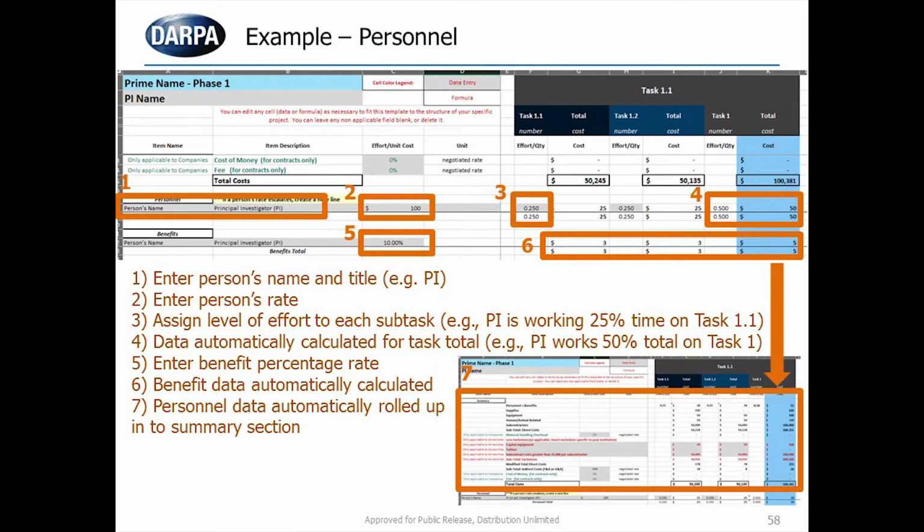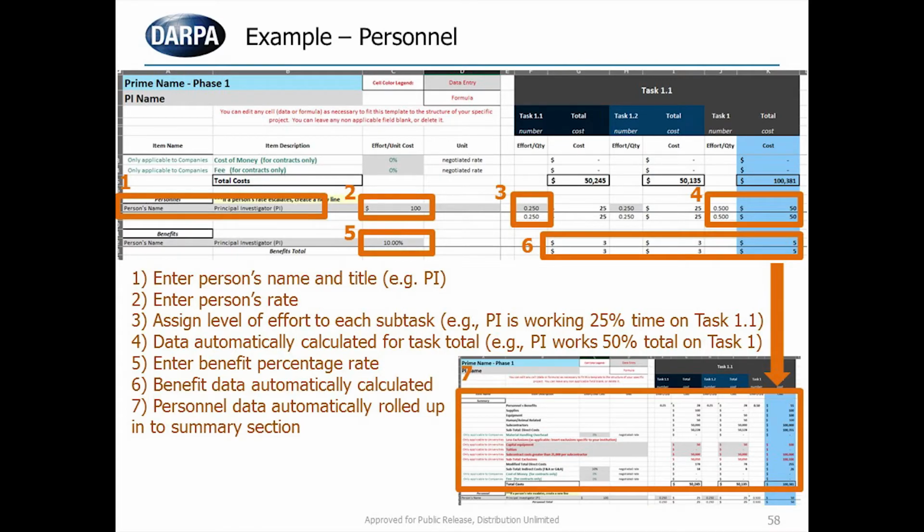Again, the goal of this is to really show the people that will be working with this spreadsheet, like the grants, financial, and administrative personnel, how everything works together. So when it comes to personnel, it's really helpful to think about this as applying a percentage of a person's time to each subtask. In the example provided here, you can see that the PI is working 25% on subtask 1.1, 25% on subtask 1.2, and then 50% on task 1 as a whole.